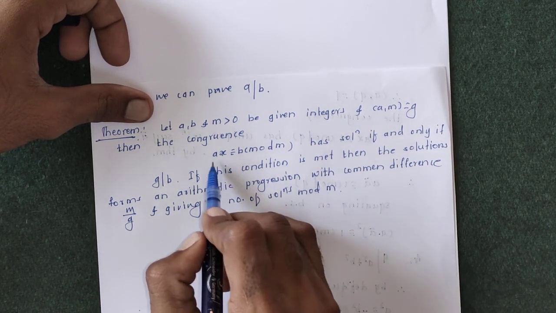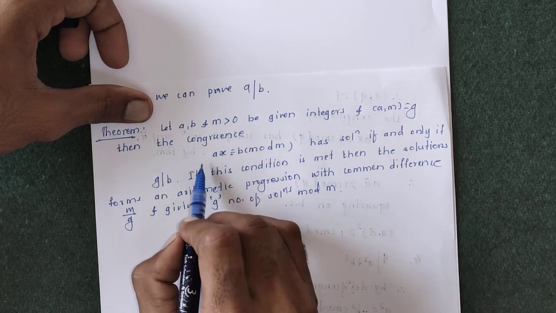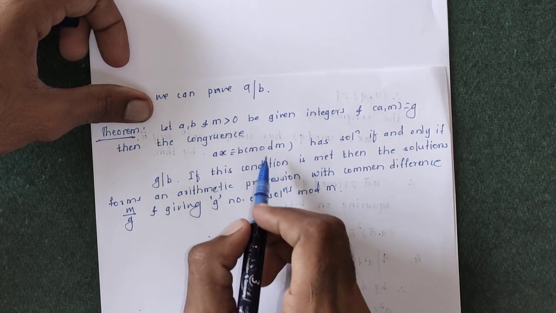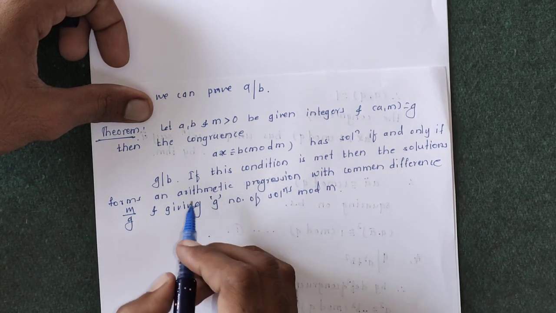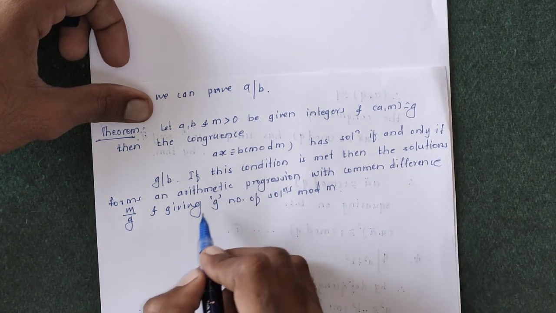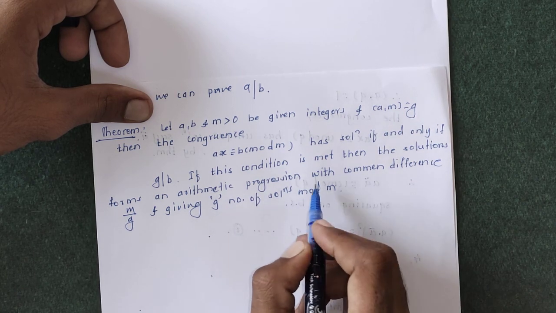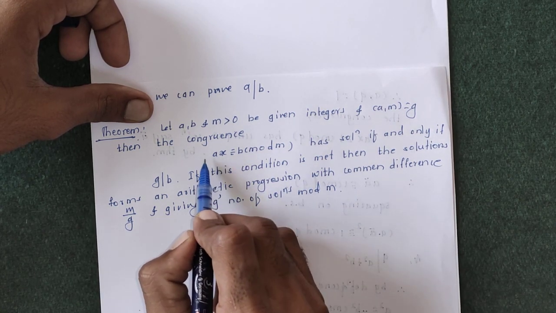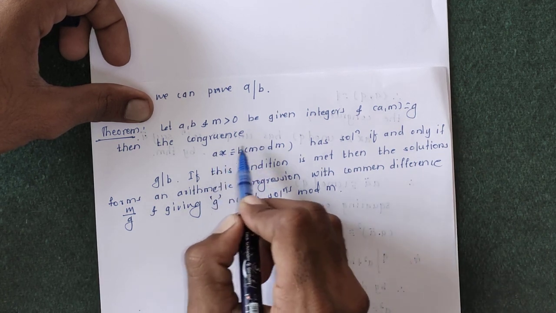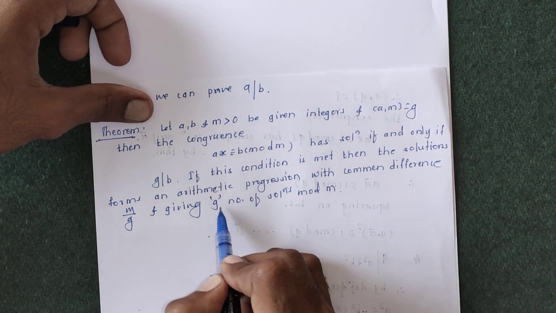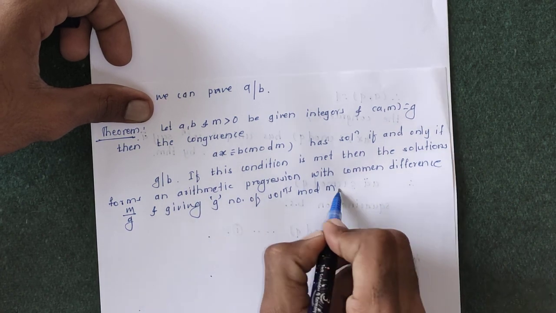So if this condition is met, then all solutions of this congruence form an arithmetic progression with common difference m by g, and the most important thing is this giving g number of solutions under modulo m. Therefore we can say that this congruence has exactly g number of solutions, that is GCD of a and m, g number of solutions under modulo m.